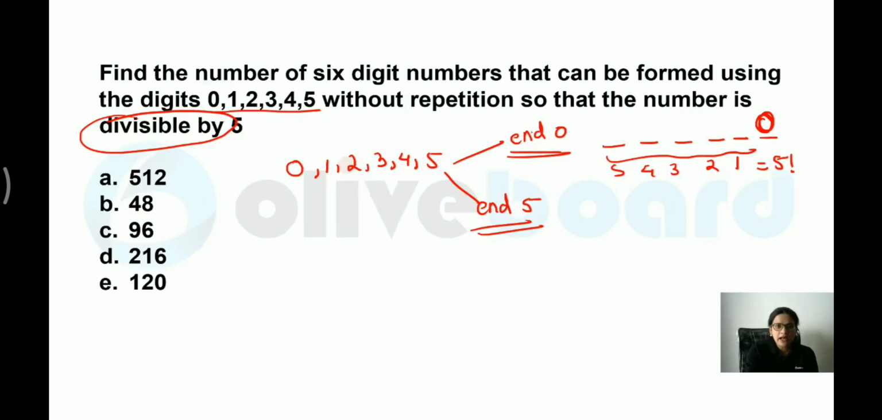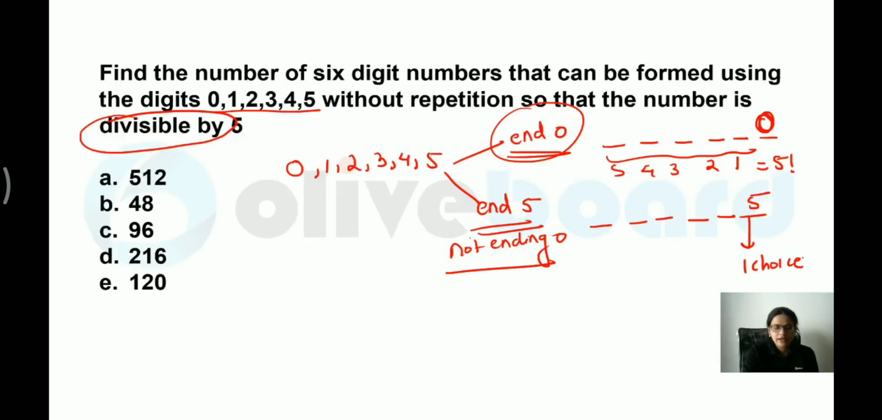Are you getting it? And when it is not ending with 0, it means it is ending with 5. So what will you do over here when I am writing the same choices? Now here 5 is written, so one choice is there, right? Now here 0 cannot come. Earlier, 0 was already fixed, and 0 was the only problem. But that is not the case here, so 0 is still remaining. So how many choices would be there? 4 choices, only 1, 2, 3, 4 can come over here.